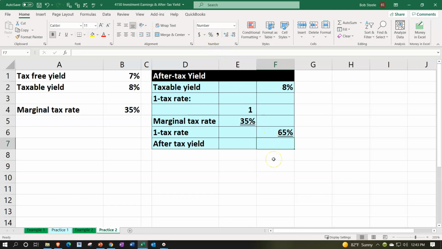And then we can take the 8% times the 65%. Let's go ahead and number group percentify that, and we get the 5. Let's add a couple decimals, 5.2.